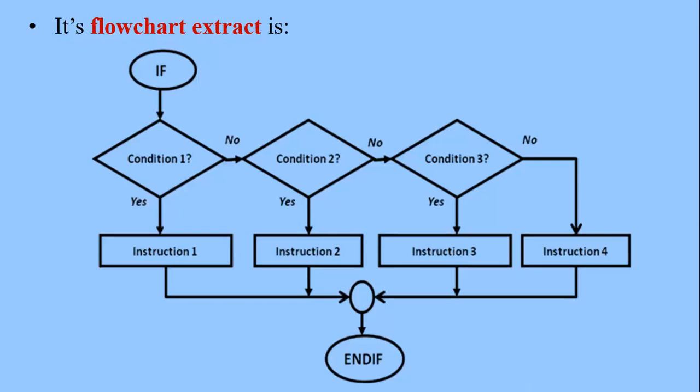Otherwise, if condition 3 evaluates to false, meaning nothing has been met or that condition has not been met, execute instruction 4. So instruction 4 will only be executed if none of the conditions evaluates to true. Neither condition 1, nor condition 2, nor condition 3. And we end that part. So that's how we illustrate the nested if using a flow chart.